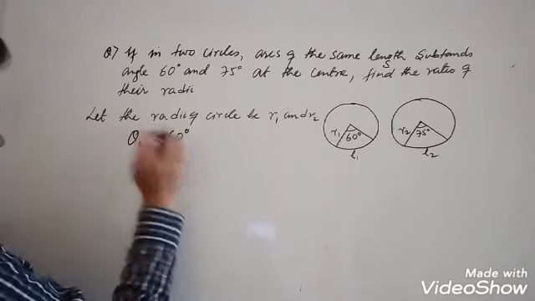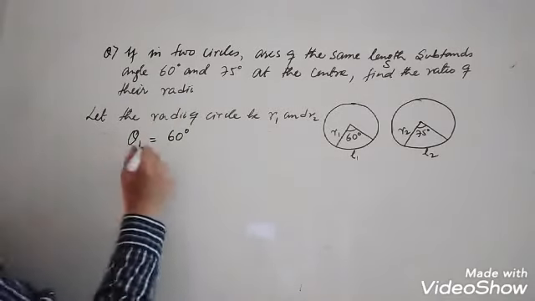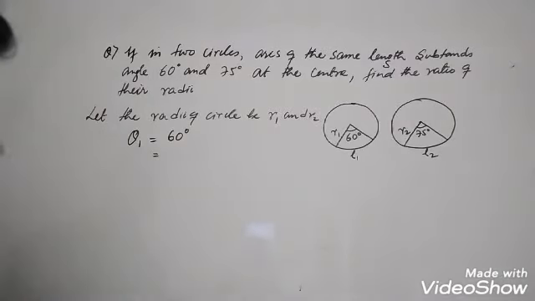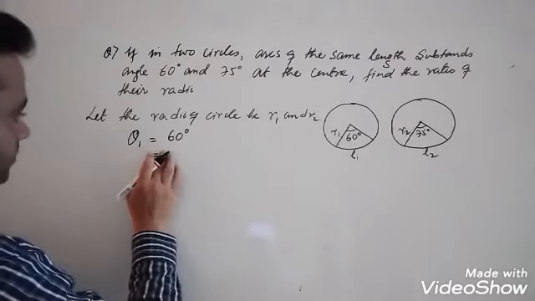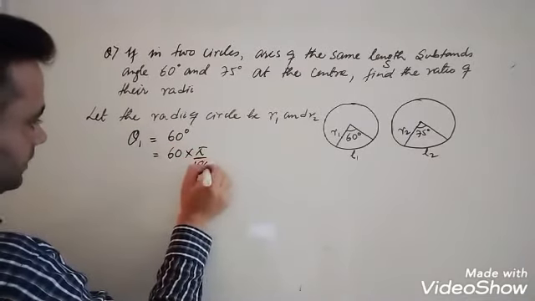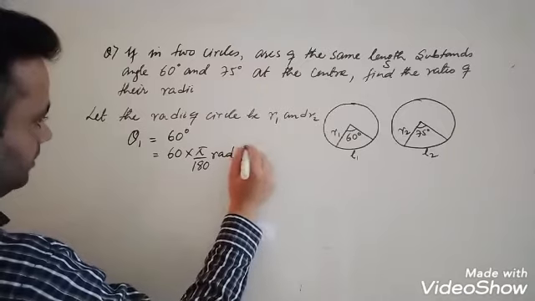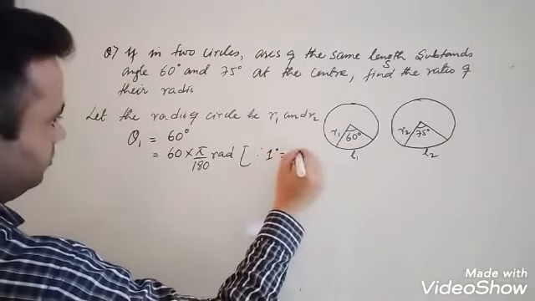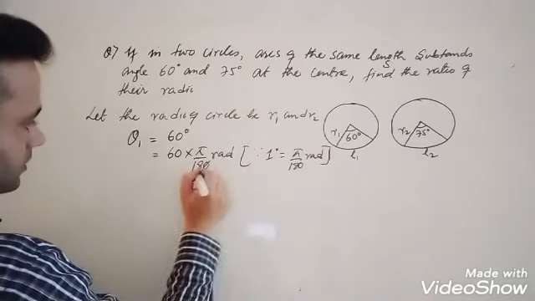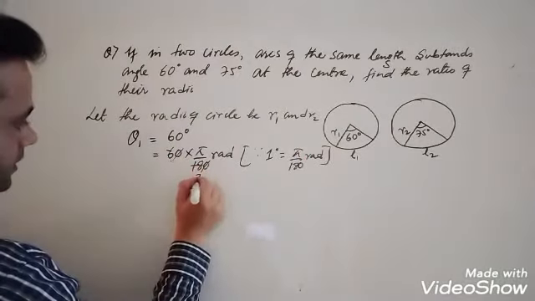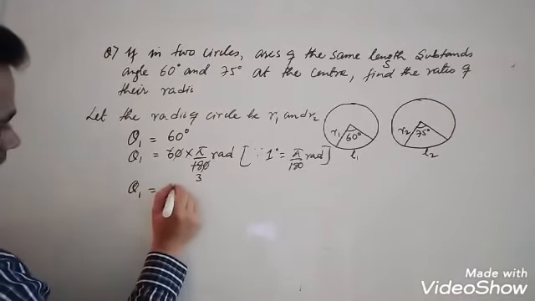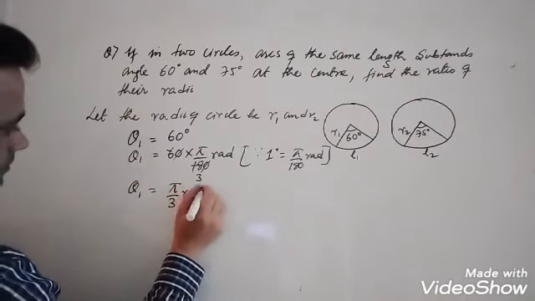We have to convert it into radians first. So theta 1 equals 60 degrees. 1 degree equals pi by 180 radian. So 60 into pi by 180 radian, because 1 degree equals pi by 180 radian. Now cut: so theta 1 equals pi by 3 radian.